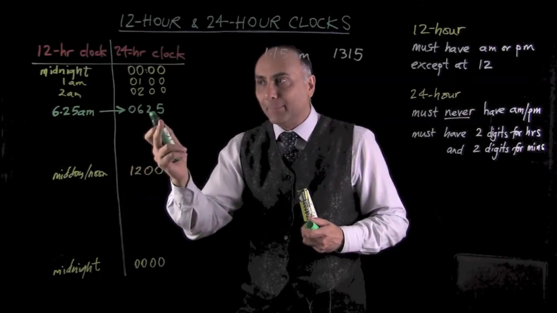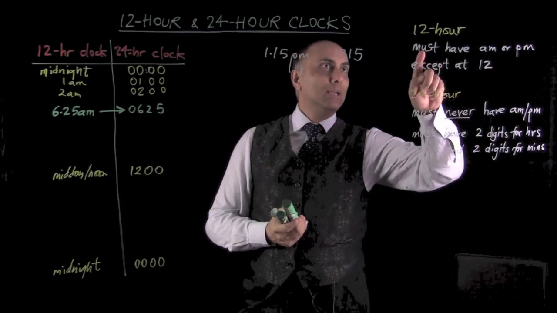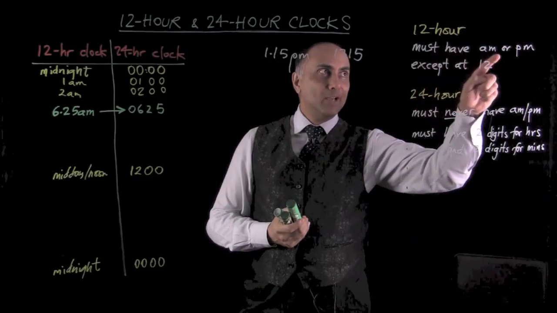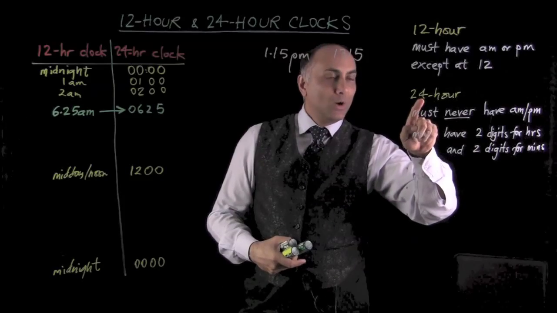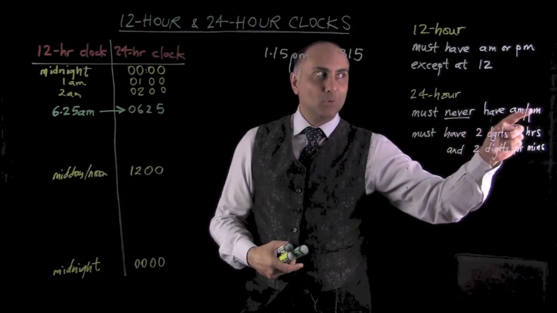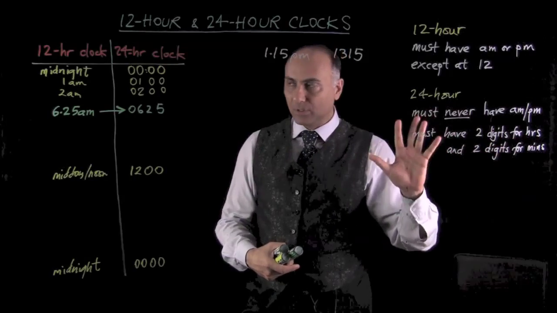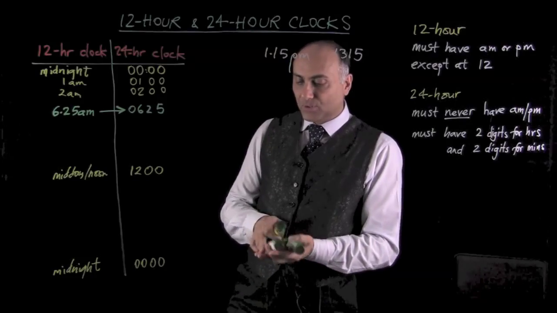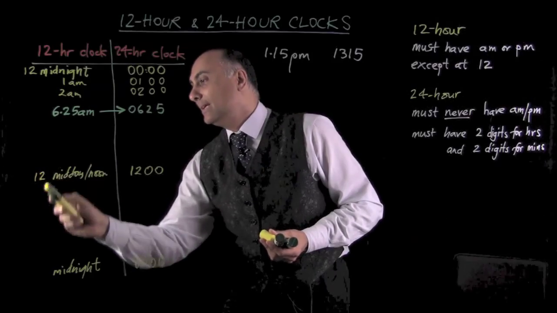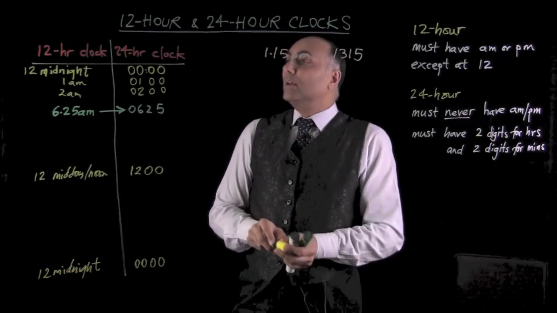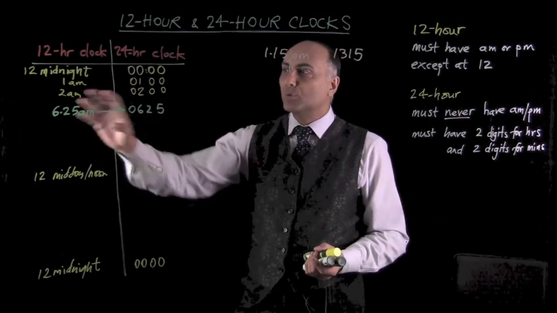No AM or PM. You never write AM or PM in the 24-hour format. Whereas in the 12-hour format you must have AM or PM, except at 12, midnight and midday. But in the 24-hour format you must never have AM or PM. But you must have 2 digits for the hours and 2 digits for the minutes. Okay, just to hopefully make it a little clearer, I'll put 12 in front of midnight and midday. So that is converting a morning time from 12 to 24 hours.